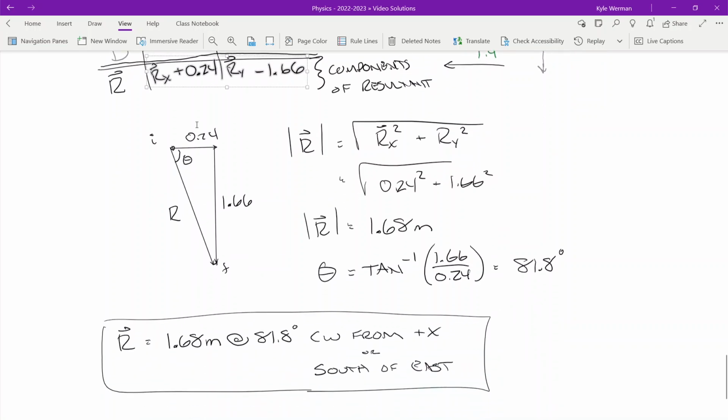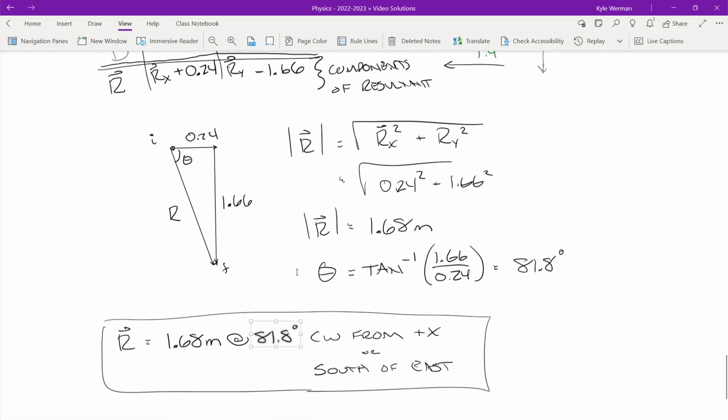Right? And so now I can describe my answer, my total displacement, r, as a vector of length 1.68 meters at an angle of 81.8 degrees. And it's measured from this horizontal positive x-axis. So I would say it's clockwise from the x. Or if we call this east, it would be south of or from east.